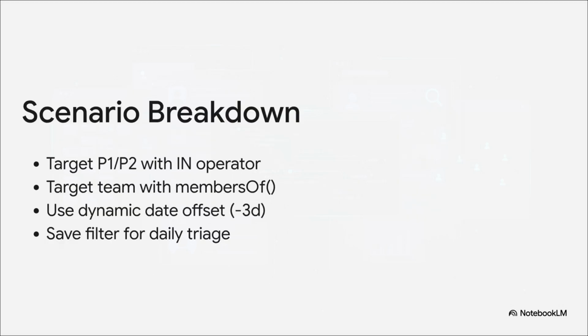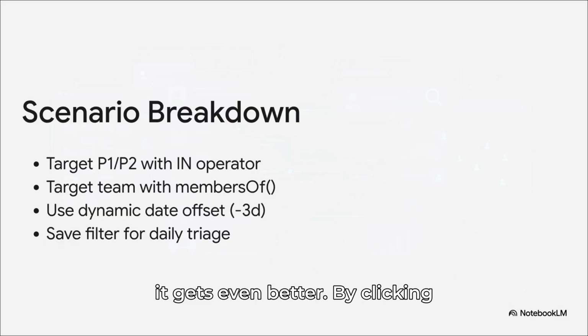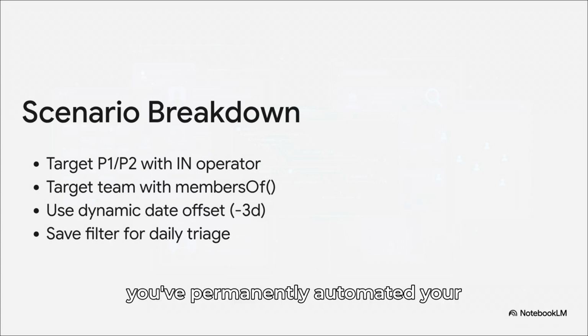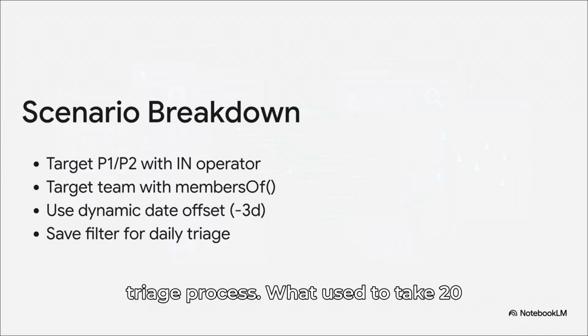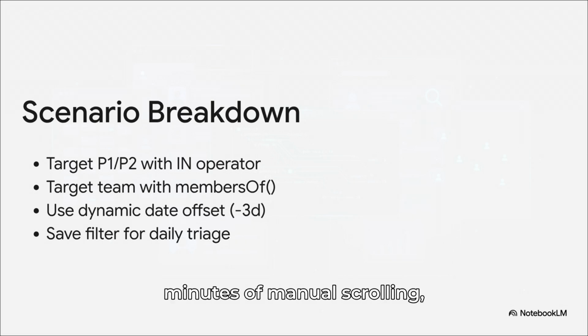And honestly, it gets even better. By clicking Save Filter on this exact query in your Jira free tier environment, you've permanently automated your triage process. What used to take 20 minutes of manual scrolling now takes 0 seconds.